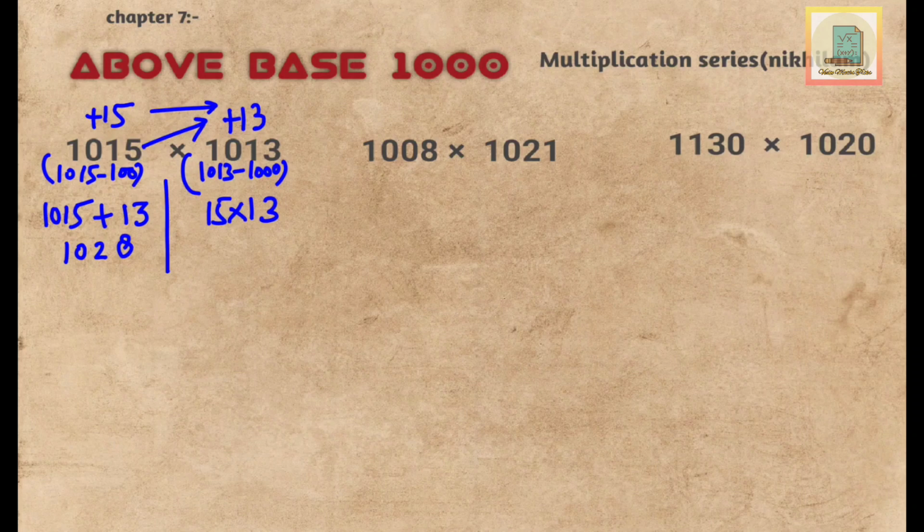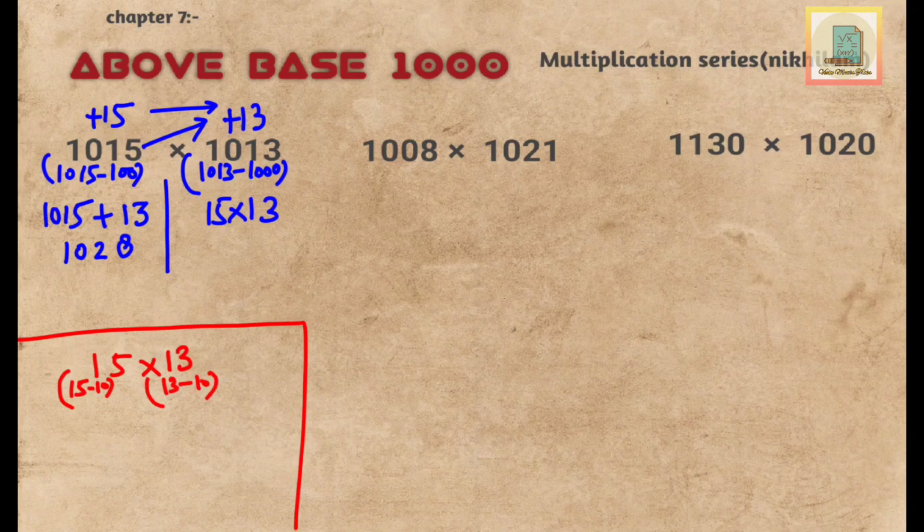Now in the second partition we cannot directly do 15 multiplied by 13. For this multiplication we'll be using the above base 10 method. So 15 multiplied by 13. First of all we'll find out the deviations. 15 minus 10, and here we get 13 minus 10. So the deviations are plus 5 and plus 3. Now make a partition. First number plus the second deviation, so 15 plus 3, and in the second partition multiply the deviations, so 5 multiplied by 3.